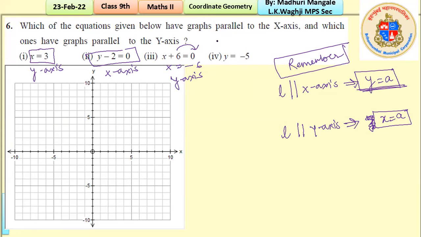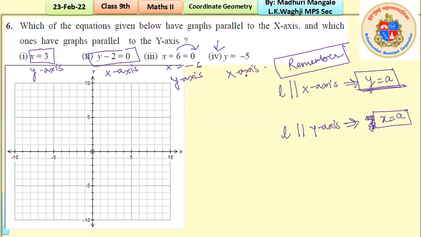Likewise for the last one, anybody wants to try? The line is parallel to which axis? All right, I'll tell. So y equals negative 5, that means the line is parallel to the x-axis. Just the opposite. So x-axis.